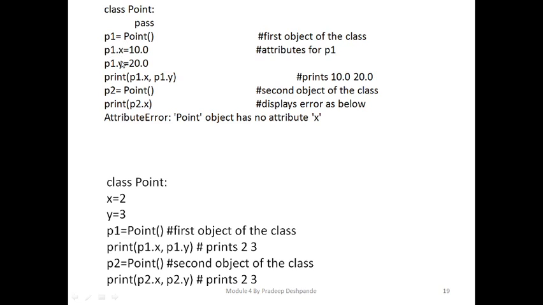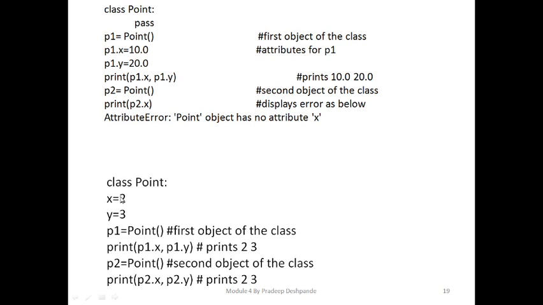So these are instance attributes. If you print p1.x, p1.y, it will print. But if you take p2 equals Point and try to print p2.x, it will not print, because x is not an attribute of p2. You will get an attribute error here. Okay, x is not an attribute of p2.